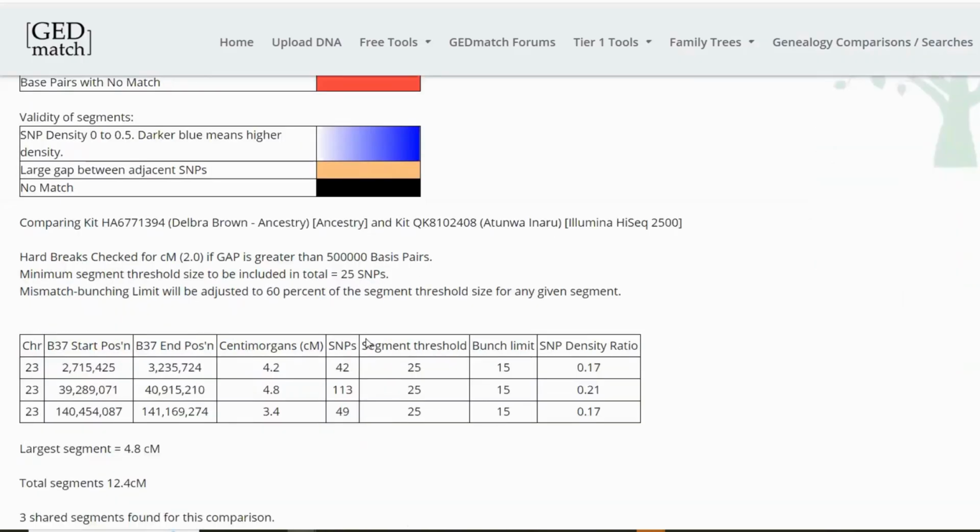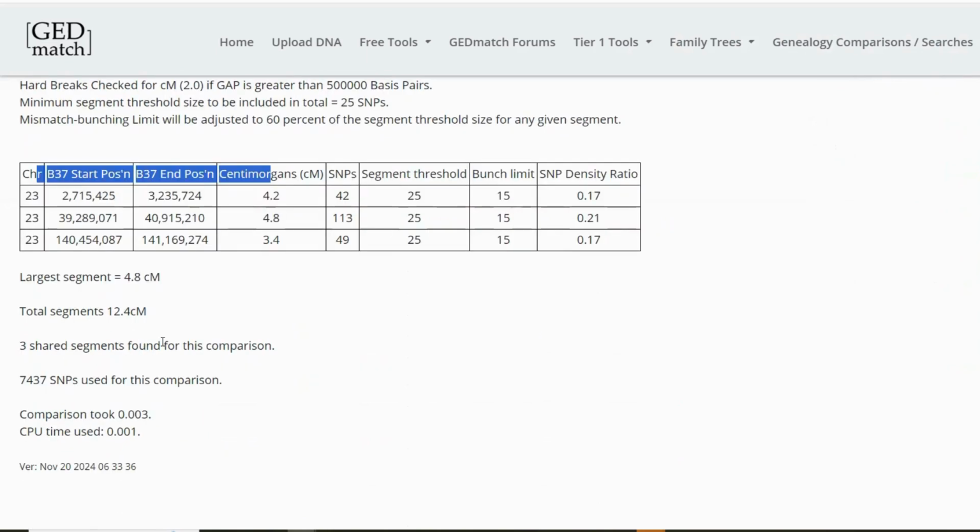It's important to run the X chromosome. If you don't look at the SNPs, fine, then we don't look at the rest of this. We want to know all four of these, and then we want the MRCA, the most recent common ancestor.